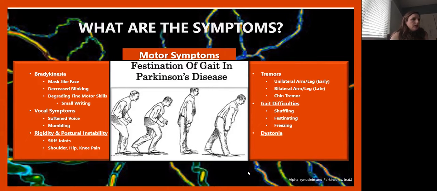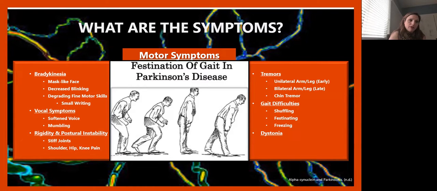Rigidity is usually seen on the same side of the body as the tremor, and it can cause shoulder, hip, or knee pain. In fact, there have been studies that have shown prior to diagnosis, patients have had multiple surgeries on those joints, but don't ever alleviate the pain that they were experiencing, because the problem wasn't really the joint. The problem was the muscles and ligaments and the tendons wearing down the joint. And so they tend to need replacement sooner.